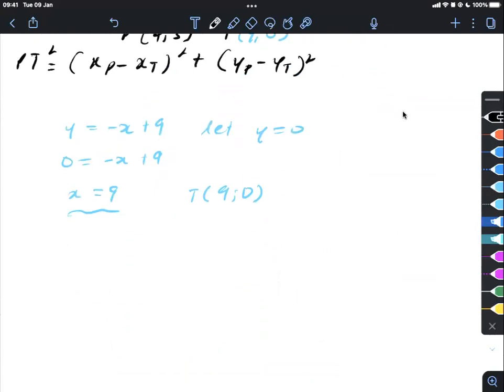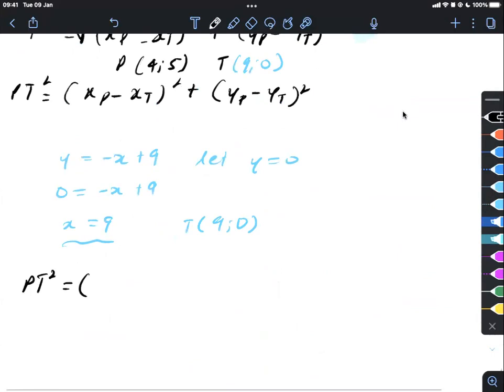So we're going to calculate the distance, PT squared. The x coordinate of P we do have, it's going to be a 5. I'm going to subtract the 9, plus the y coordinate of P, which is a 5. So that was a y, excuse me. It's a 4 actually. So I have a 4 minus 9.